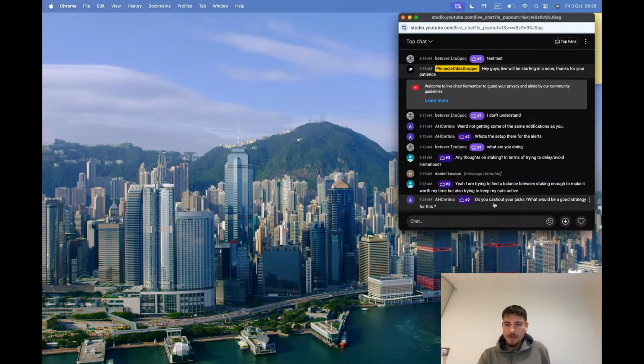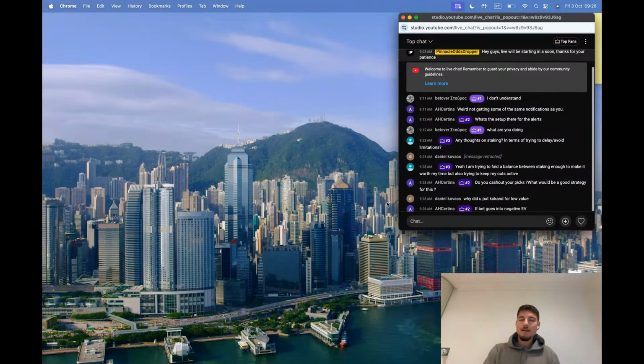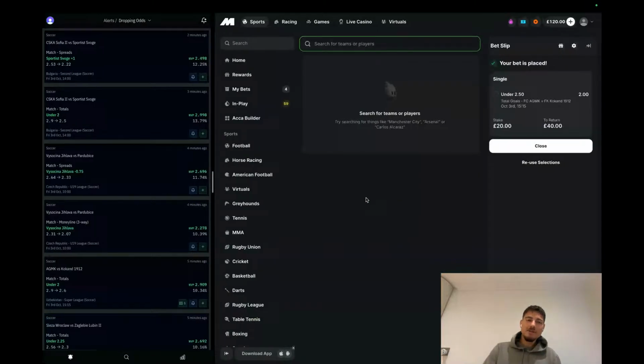Do you cash out your picks? What would be a good strategy for this? That's a very good question and something I thought about quite a lot. My opinion on cashing out is don't bother unless it's really obvious and easy.